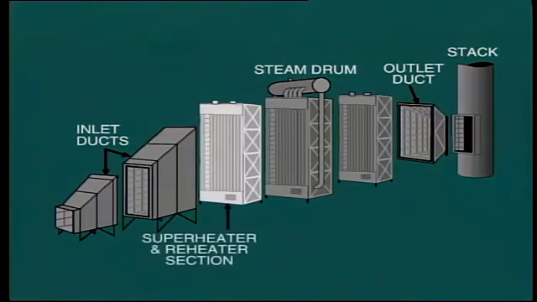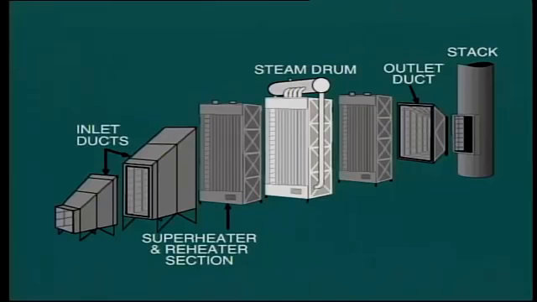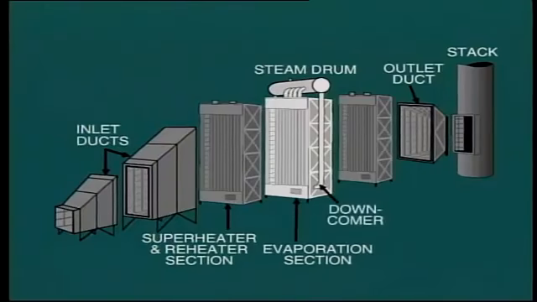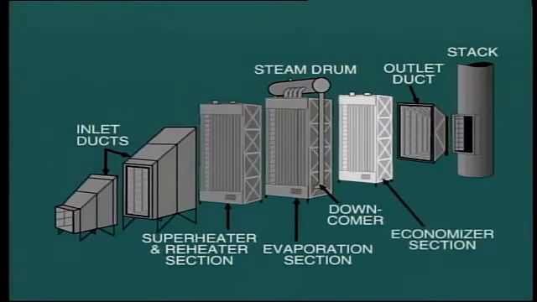The incoming gas first passes over the superheater and reheater sections. This, of course, is the area which requires the highest temperature. From here, it passes over the water tubes, which are connected to the steam drum. Steam generation takes place in these tubes, and this section is usually called the evaporation section. In this diagram, we see the downcomer from the steam drum feeding into the lower header of the evaporation section. Finally, as the gas temperature is decreasing, it passes over the economizer section to heat incoming feed water.